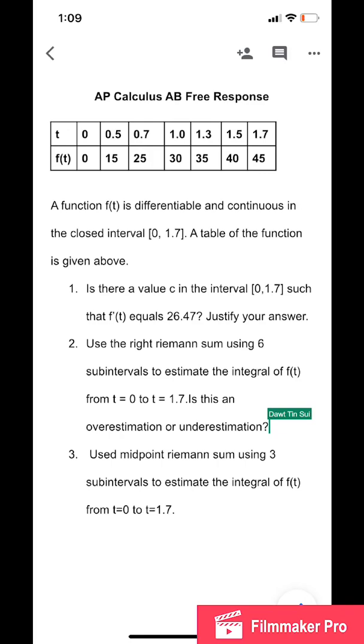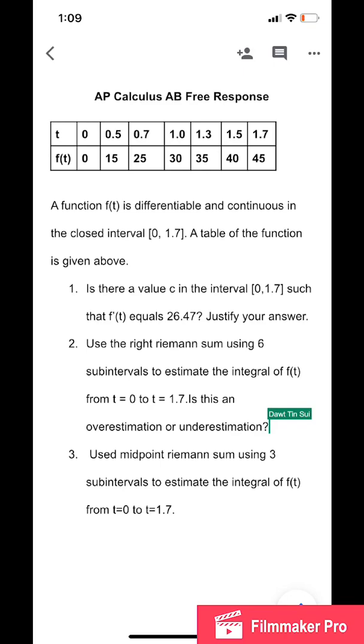So for question number 2, it asks, use the right Riemann sum using 6 subintervals to estimate the integral of f of t from t equals 0 to t equals 1.7. Is this an overestimation or an underestimation? And in order to get full points, you had to show the correct work and state that it was an overestimation and that it was also increasing.